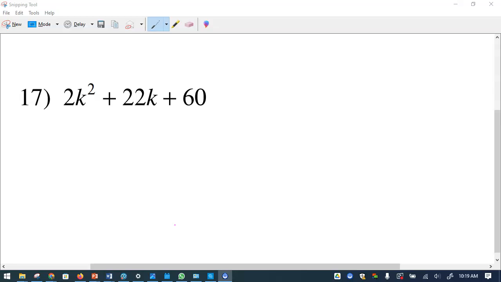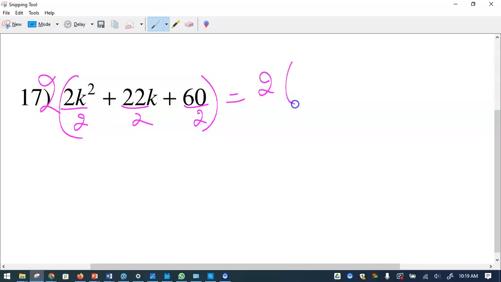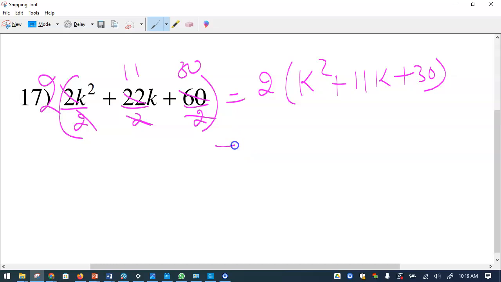In this example, the first step is to divide by 2. You can clearly see you can't just divide by 2, you also have to multiply by 2. And then what remains is, this 2 goes away, you get k squared. 2 divides 11, so 11k. And 2 divides 30, right? So plus 30. And once you're done with this, then we need to put 2 parentheses.